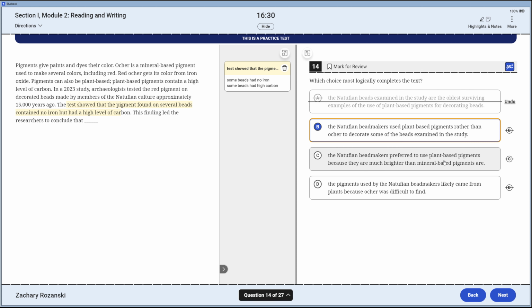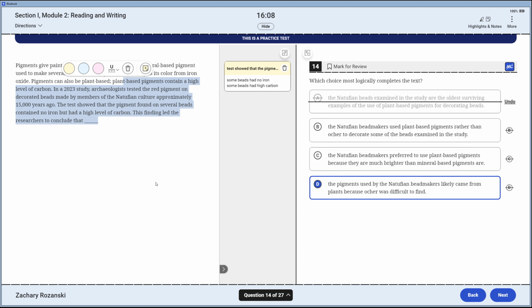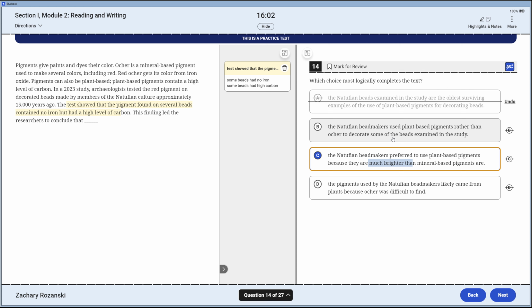They preferred plant-based because it's brighter. That some of the beads had this? No, I would expect all of the beads if they are much brighter. The pigments likely came from plants because it was difficult to find. So I'm going to go looking in this for the notion of difficult to find. This one is saying the brightness matters, and it's just that they used some.